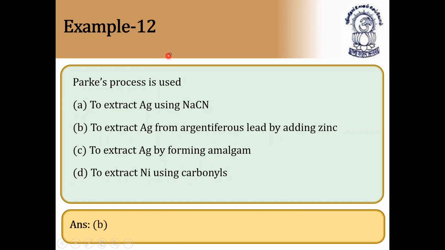Very, very important. So please note it down. To extract silver from argentiferous lead by adding zinc is called Parkes process. Next continuation.